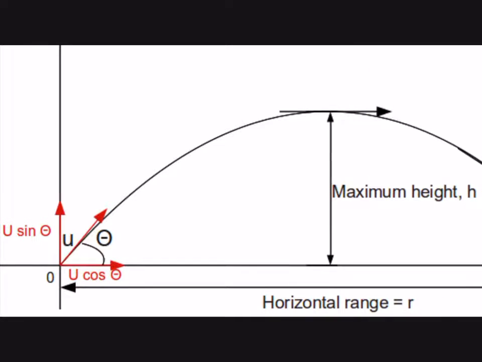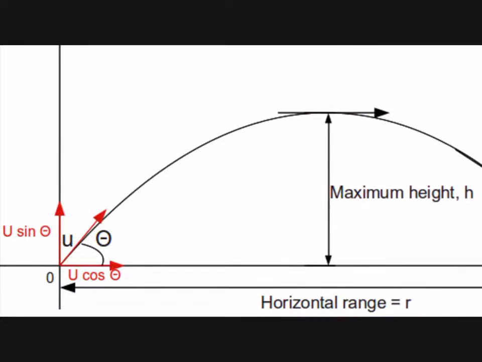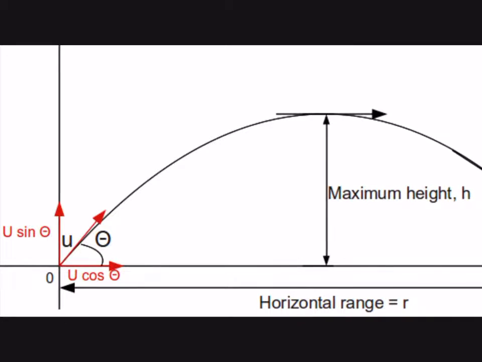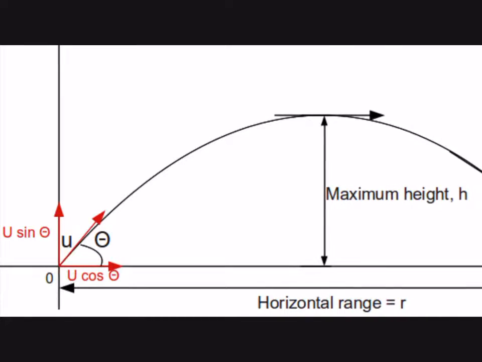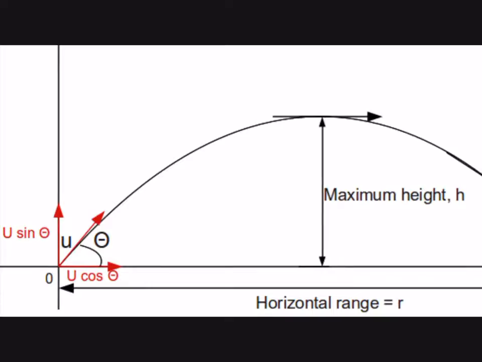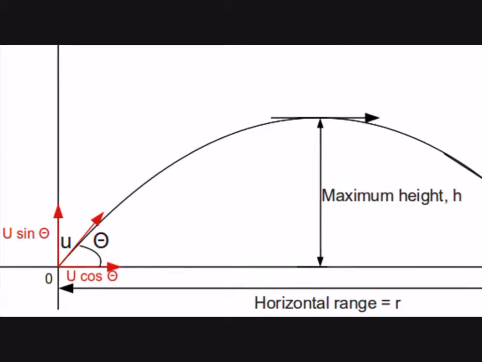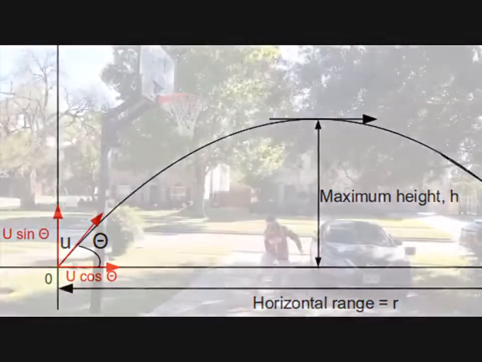For example, the initial velocity in the x direction can be found by multiplying the total initial velocity by the cosine of the angle the object is launched at. The initial velocity of y is similar, except sine is used instead of cosine.